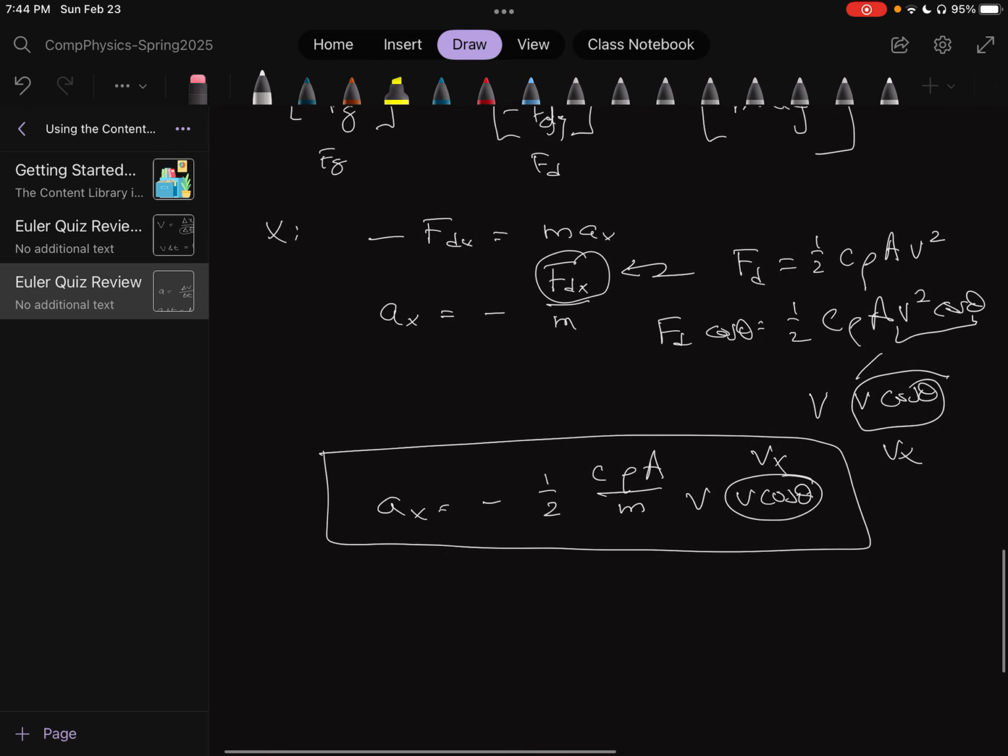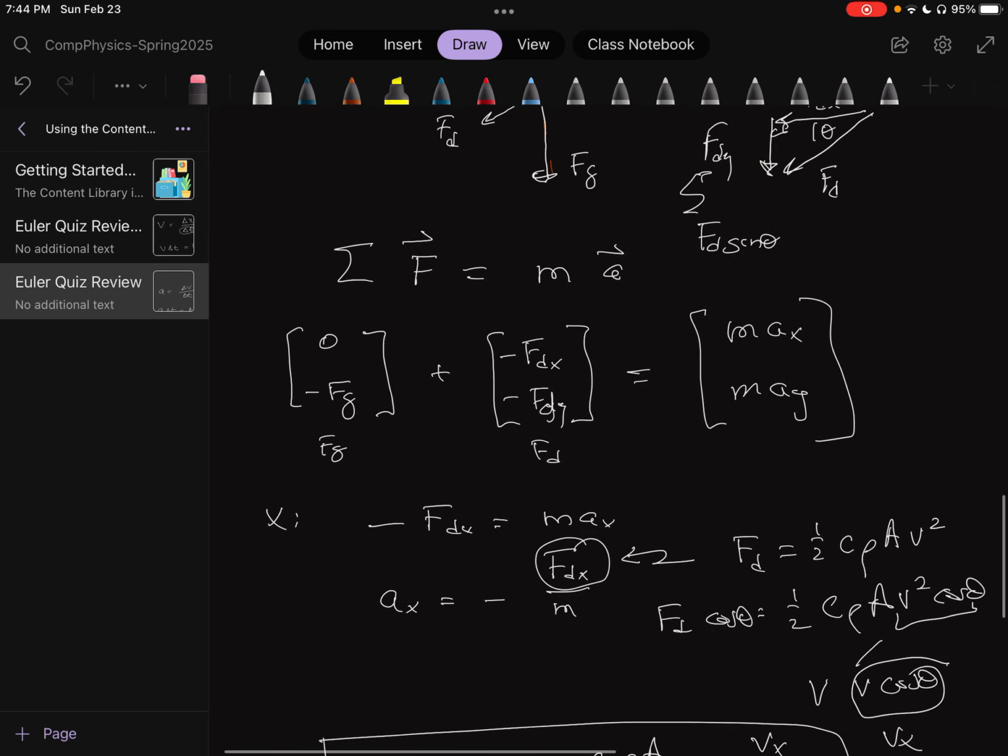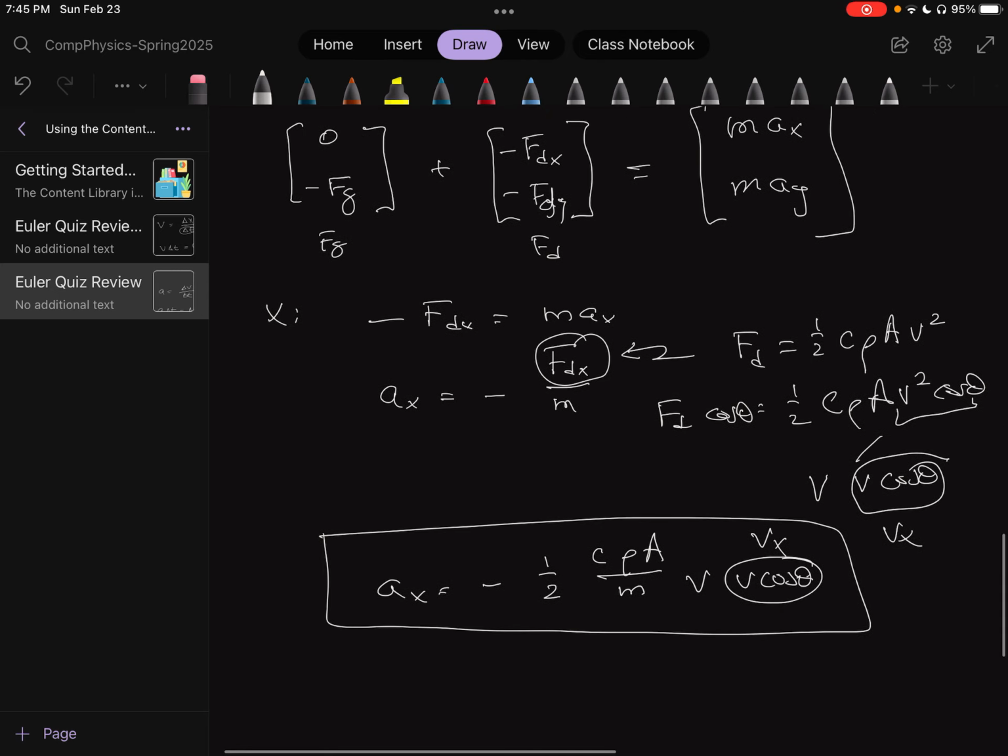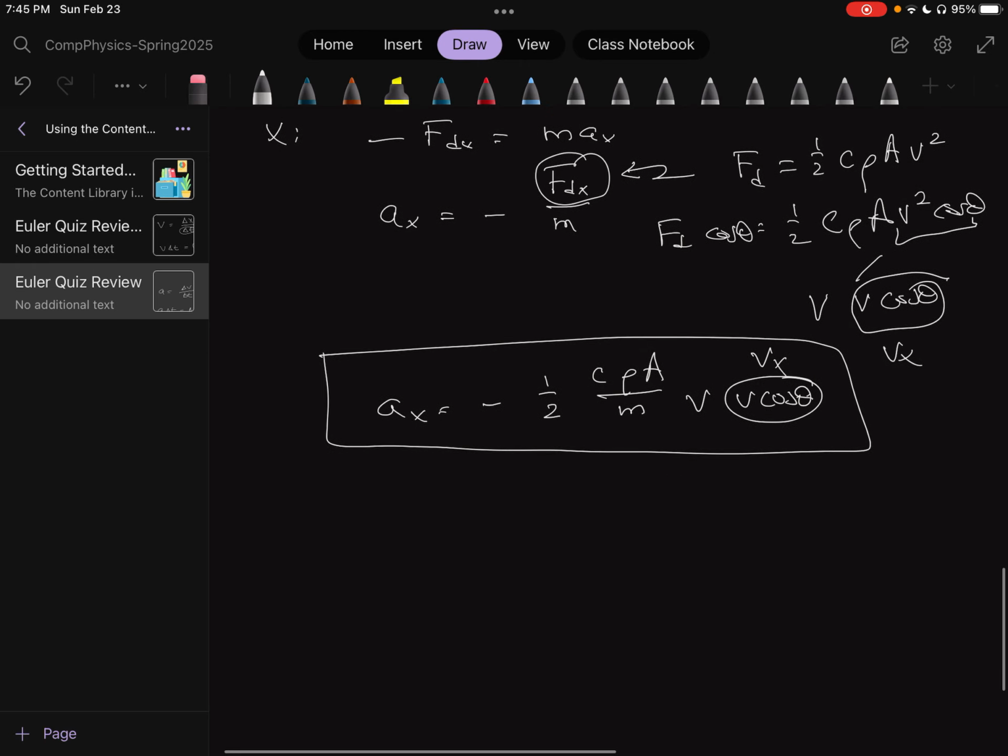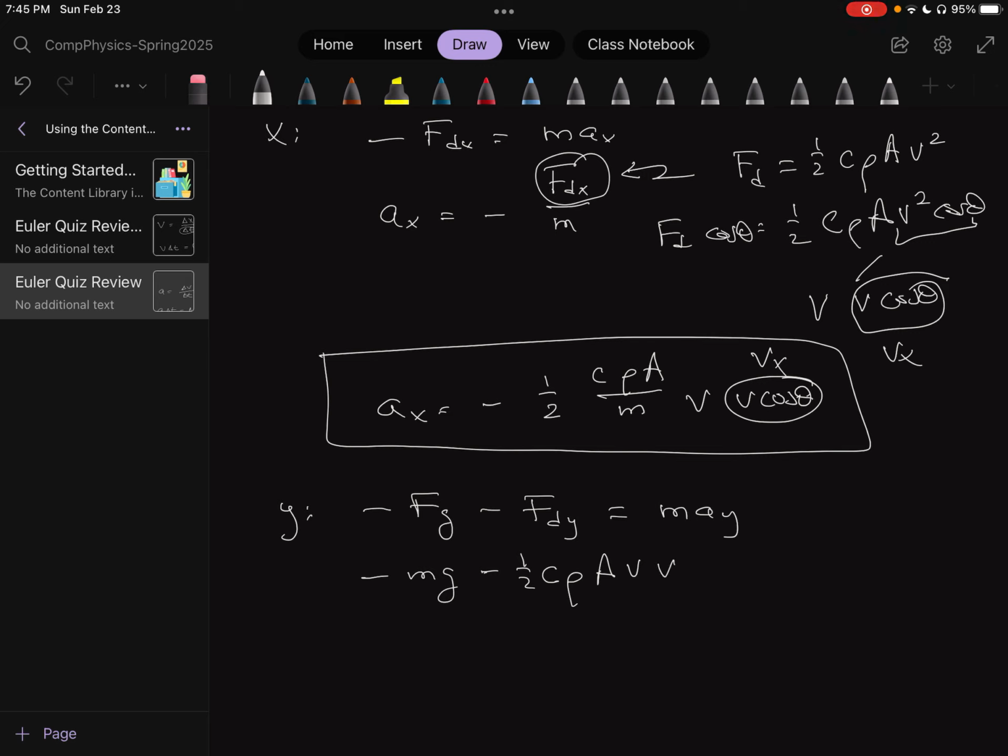Okay, and then in the y direction, again we have the minus force of gravity and minus the force of the drag in the y direction. So we have minus Fg minus force of drag in the y direction equals m ay. This is minus mg. We can make a similar argument here for the y component. So we have 1/2 C rho A v vy equals m ay.